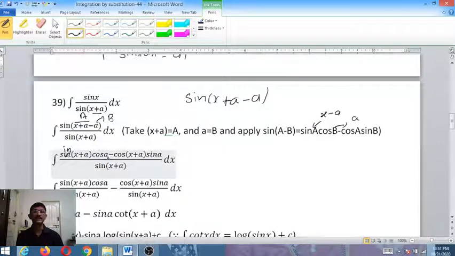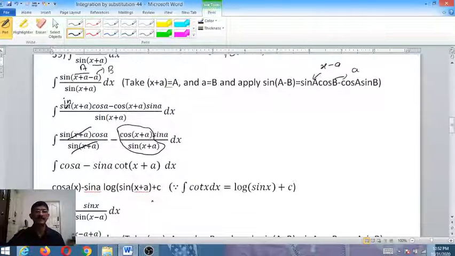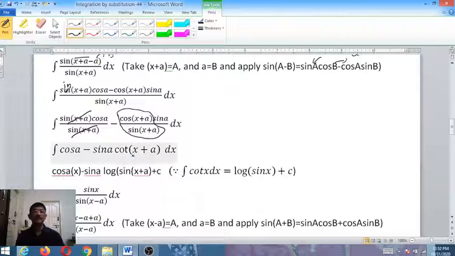sin x plus a cos a minus cos x plus a sin a, divided by the denominator. You divide each term by the denominator: sin x plus a cos a by the denominator, cos x plus a sin a by the denominator. Here you can cancel this, okay? Sin of x plus a and sin of x plus a cancel. Remaining is cos x. Now look at it, sin a is a constant, cos of x plus a divided by sin of x plus a, this is cot of x plus a, right?